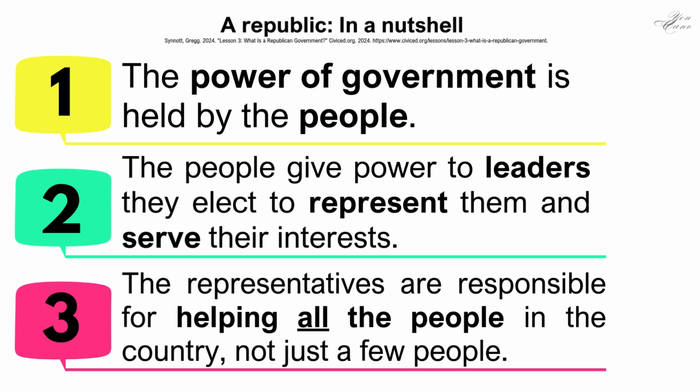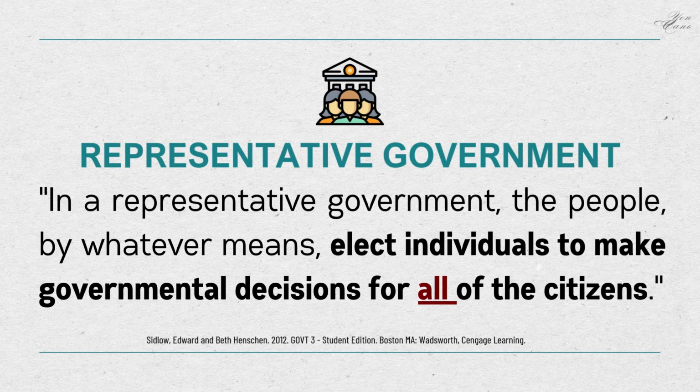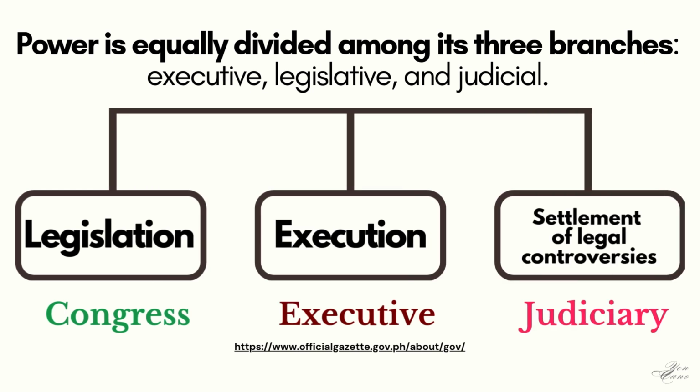So always remember that there have to be representatives who will advance your interest, who will protect your interest and not the interests of a select few. So here, when we talk about representative government, the people elect individuals to make governmental decisions for all of the citizens. Now, how does it look when power is equally divided among the three branches of government?